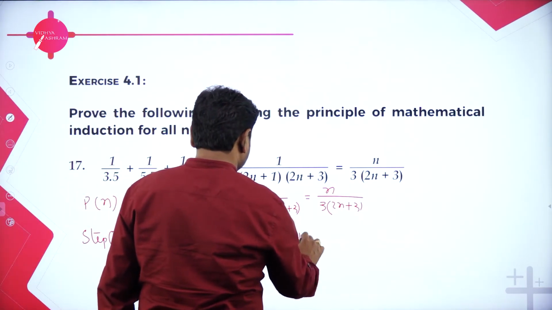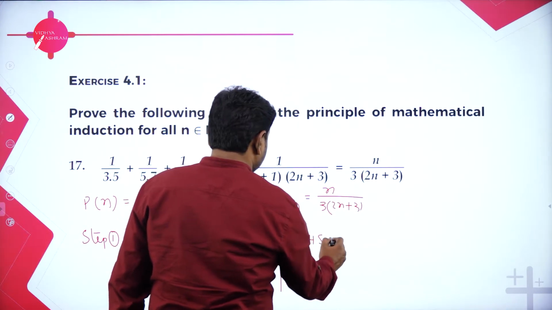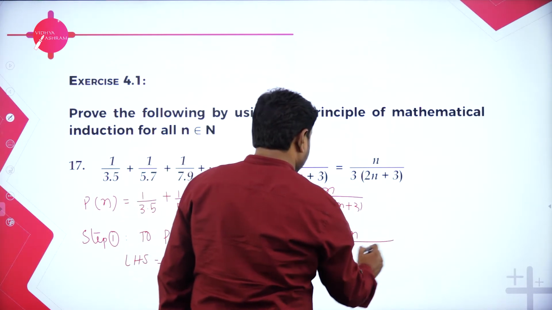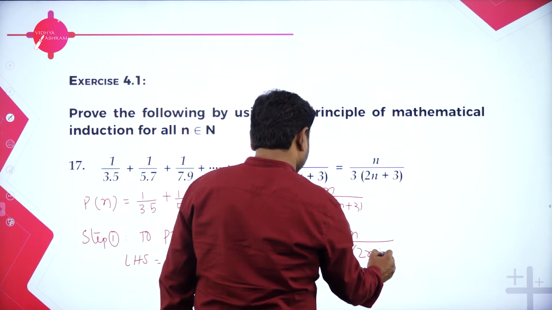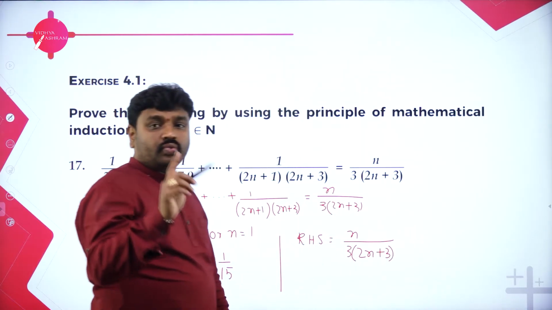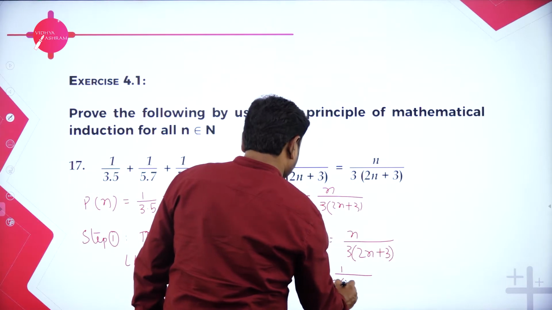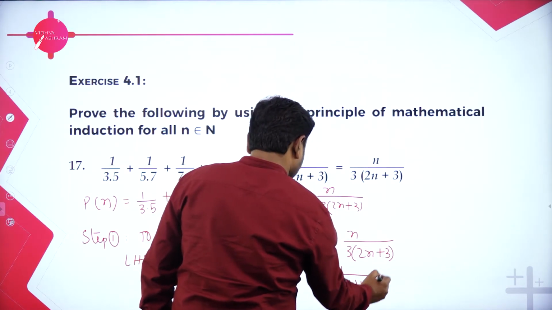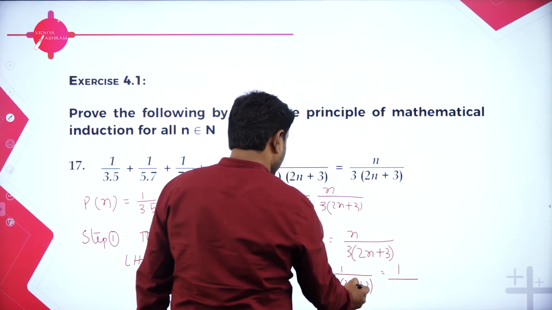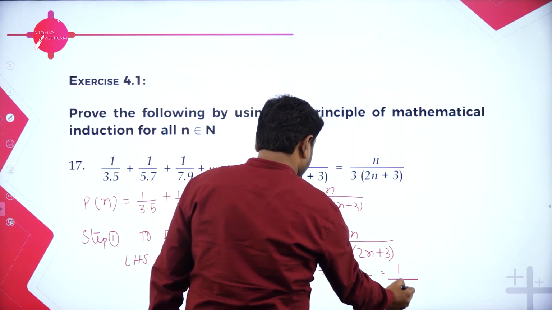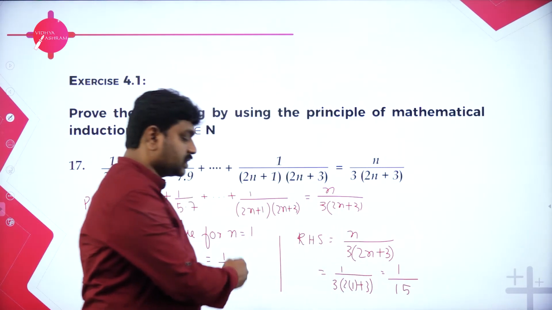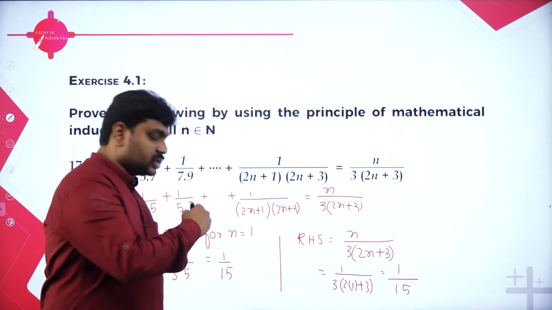In the RHS, we will take n by 3 times 2n plus 3, as given. n is equal to 1, you should substitute. You should substitute the n value as 1. So it will become 3 into 2 into 1 plus 3. So that is 1 divided by, 2 ones are 2, 2 plus 3 is 5, 5 threes are 15. So LHS is 1 by 15, and RHS is also 1 by 15.